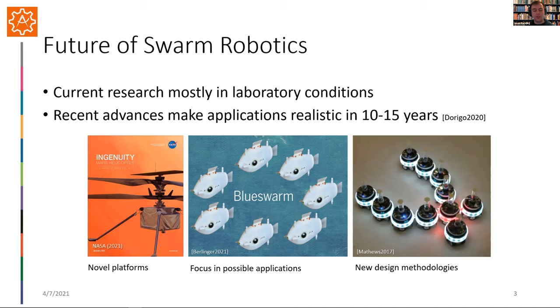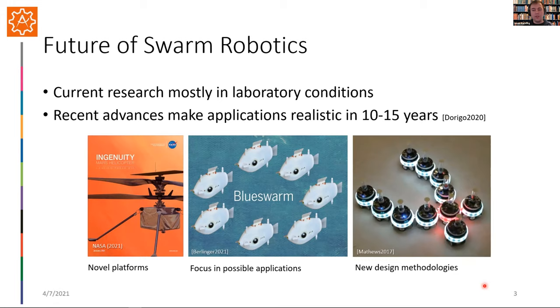Another recent advance is that swarms are also starting to focus on possible applications. For example, the Blue Swarm is a swarm of fish-like robots that can operate in open waters, for example, for environmental monitoring. And we are seeing the emergence of new design methodologies, which allow us to create even more complex control software for robot swarms. In my talk, I'm going to focus on this third idea, so new design methodologies.